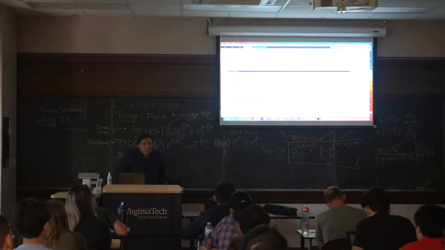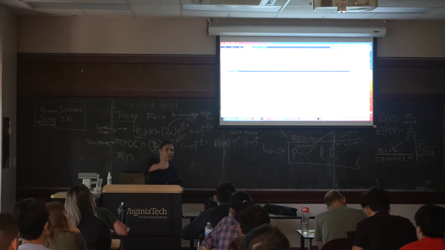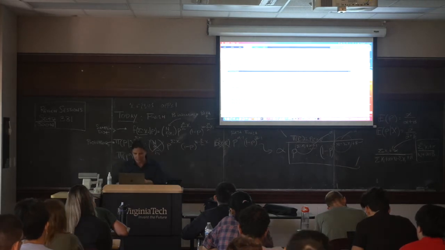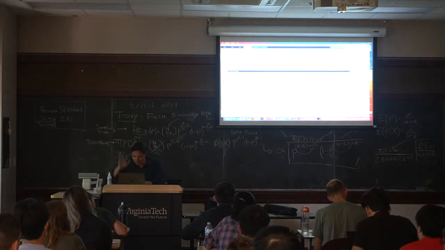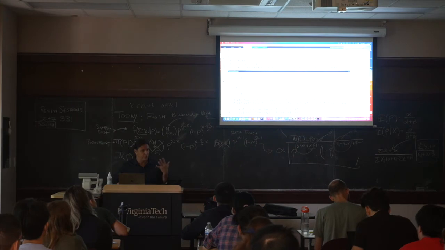But also, if we make alpha and beta really big, we might be putting too much mass near the middle. So let's see what that looks like. So let's let this be 100 and 100. So big values.